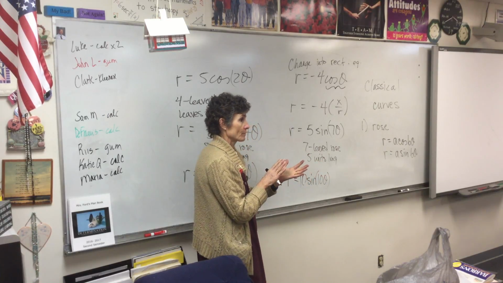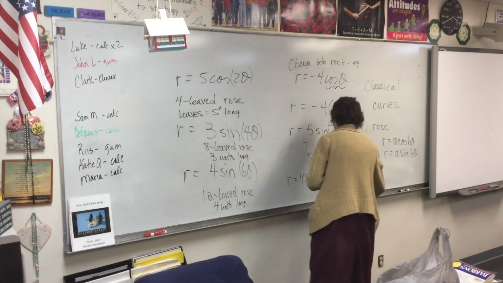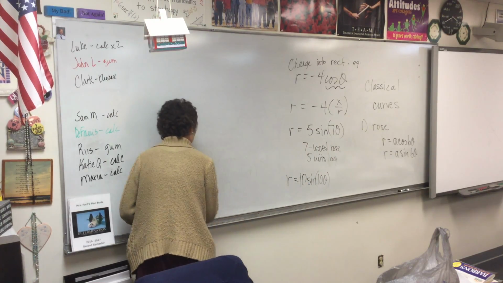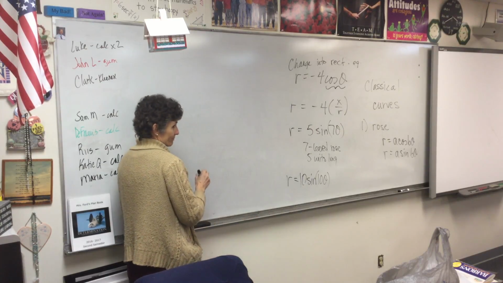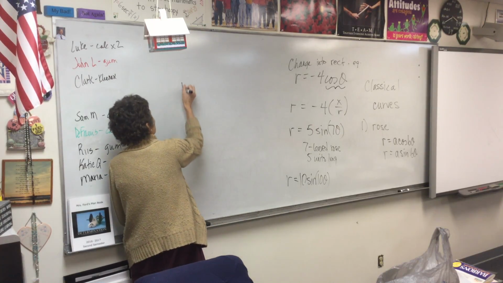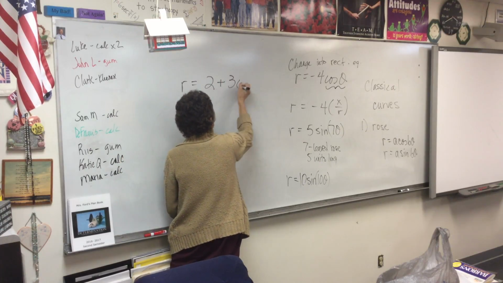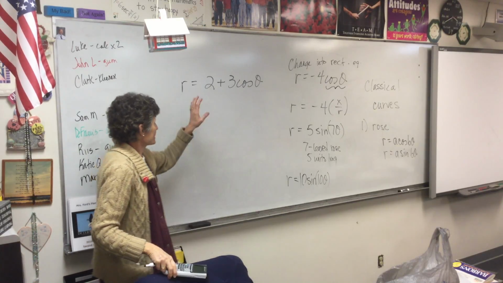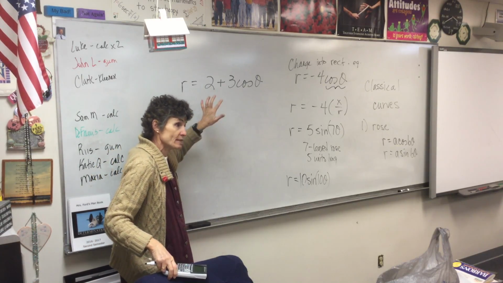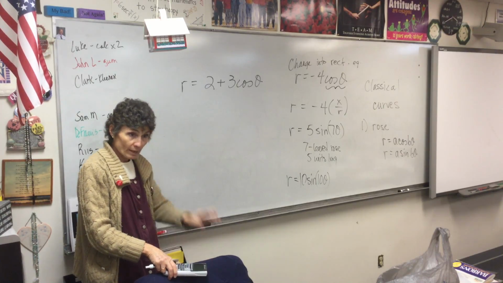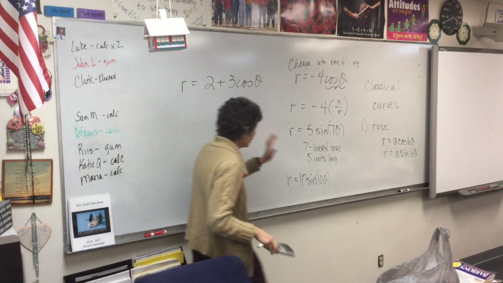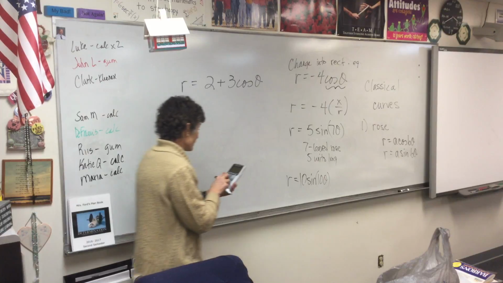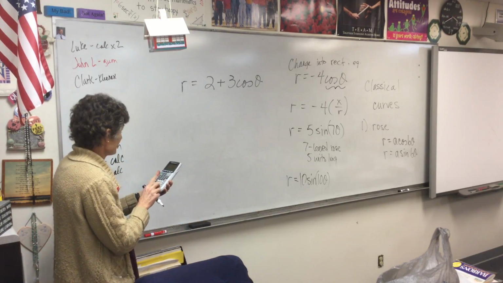That's a rose. Okay, so now I'm going to have you graph the next classical curve. And no, Michael, you keep watching the clock. We're not going to do all 4 of them today. r equals 2 plus 3 cosine theta. All right, now stop. Does this equation look like a rose equation? No. Okay, you got to keep these things straight. Roses look like this. So what does this look like? Let's type it in and see.